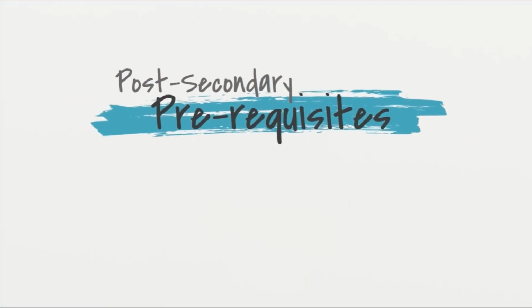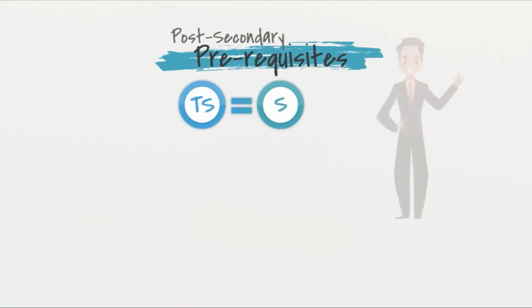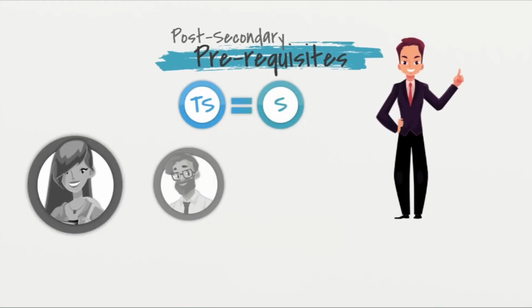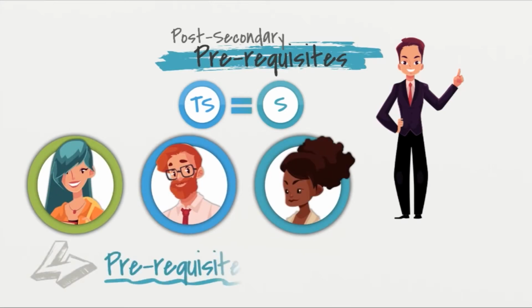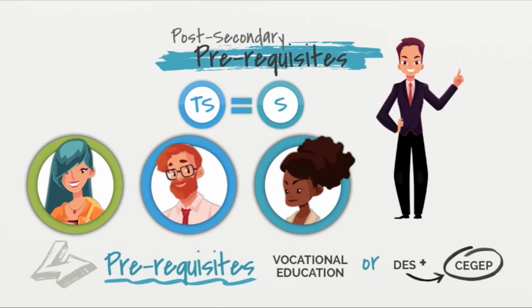Determining which option is best for a given student highly depends on their interests, aptitude, and professional goals. Whether a student decides to continue studies in vocational education or to complete a high school diploma and enter a CEGEP program, it is important that he or she meet with a guidance counselor to determine the necessary math prerequisites for the program of choice.